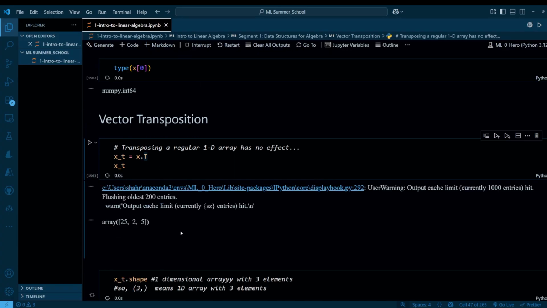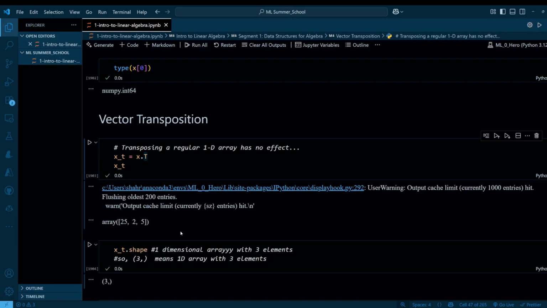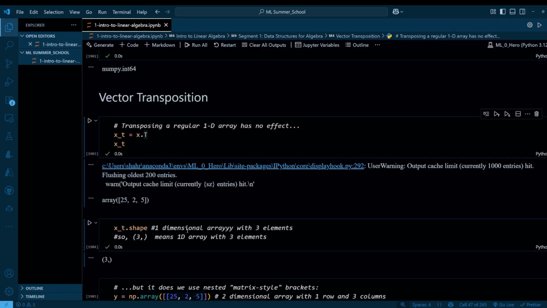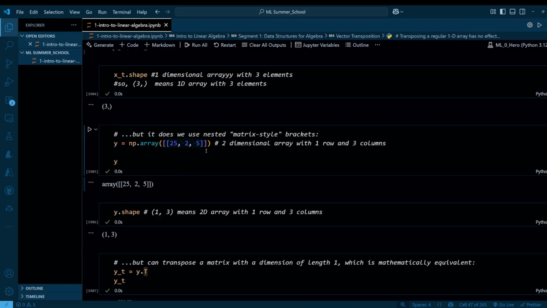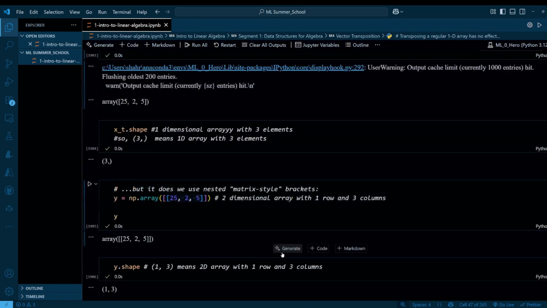Okay, let me just run all of it. Okay, great. Transposing a regular 1D array has no effect. Transposing a regular 1D array has no effect, but this one has an effect. Why is it? What is the issue?